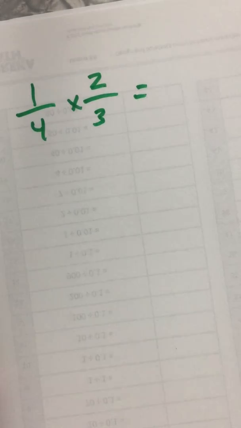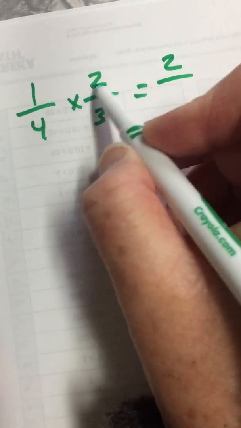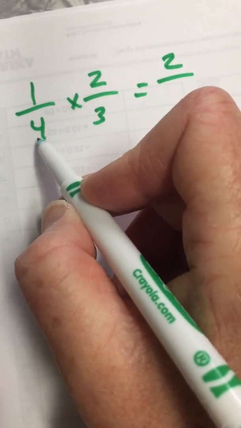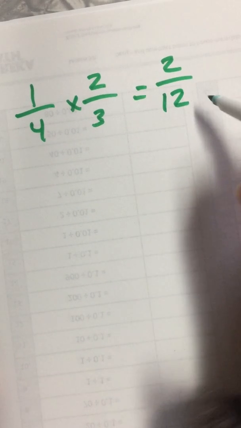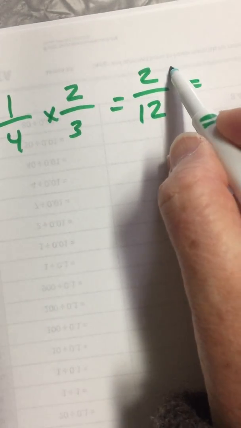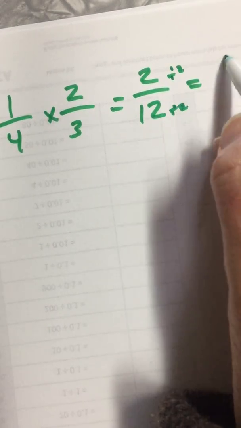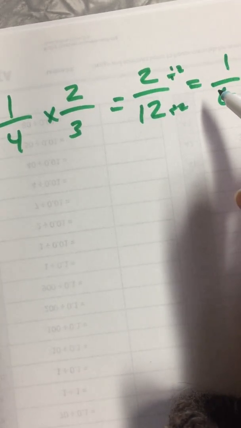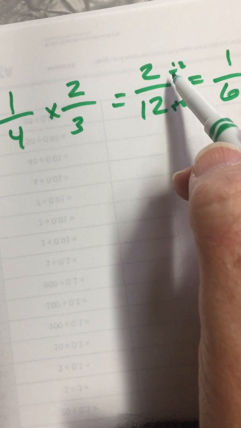We are going to be dividing fractions today in the packet, but in order to divide fractions, you do need to know how to multiply them. So if I have 1/4 times 2/3, all I have to do is multiply the numerators. 1 times 2 is 2. In the denominators, 4 times 3 is 12. And I get 2/12, which I can then simplify because I can divide the top and bottom by 2, and I get 1/6.